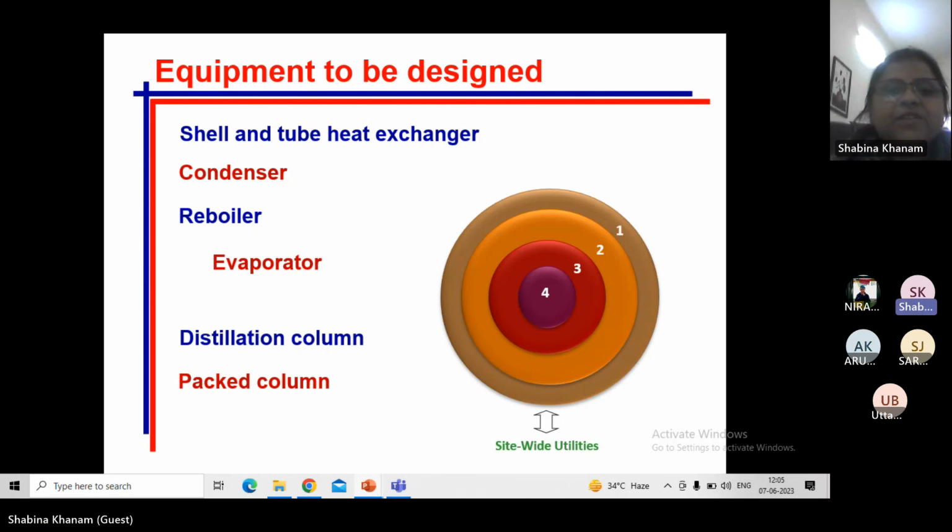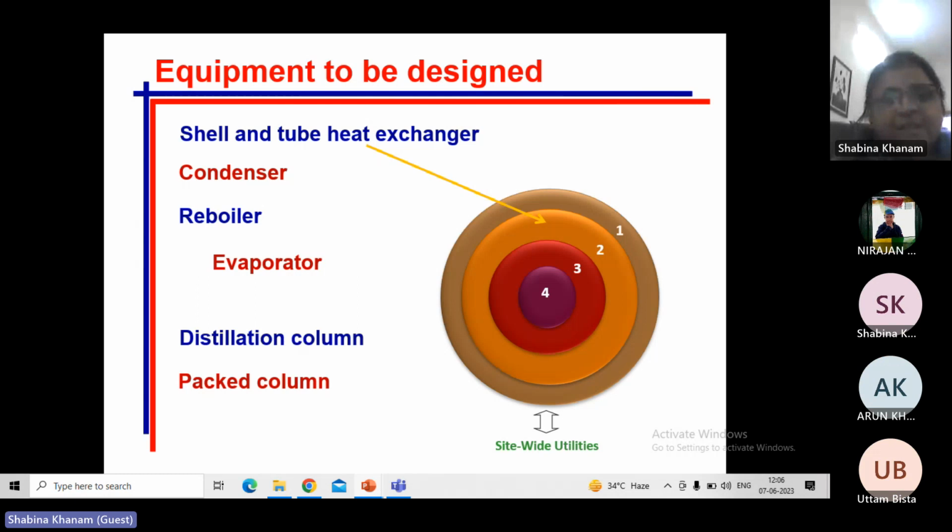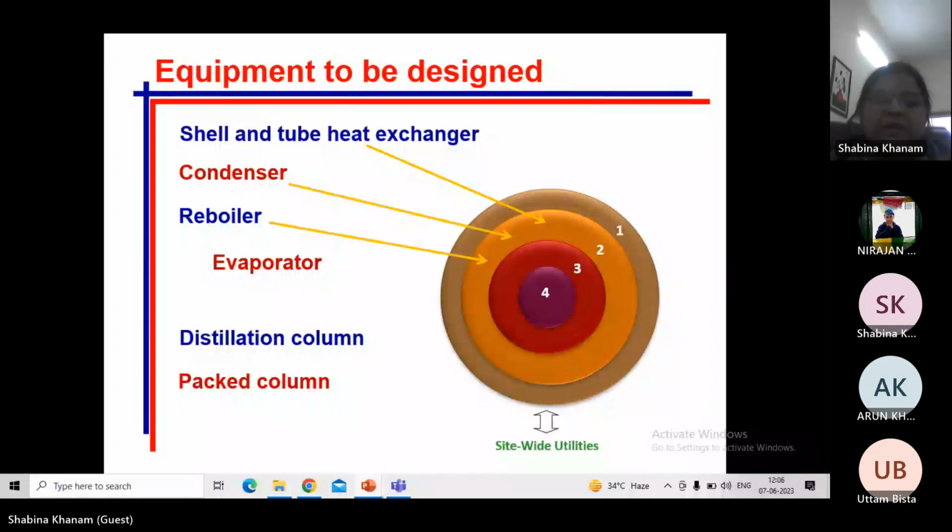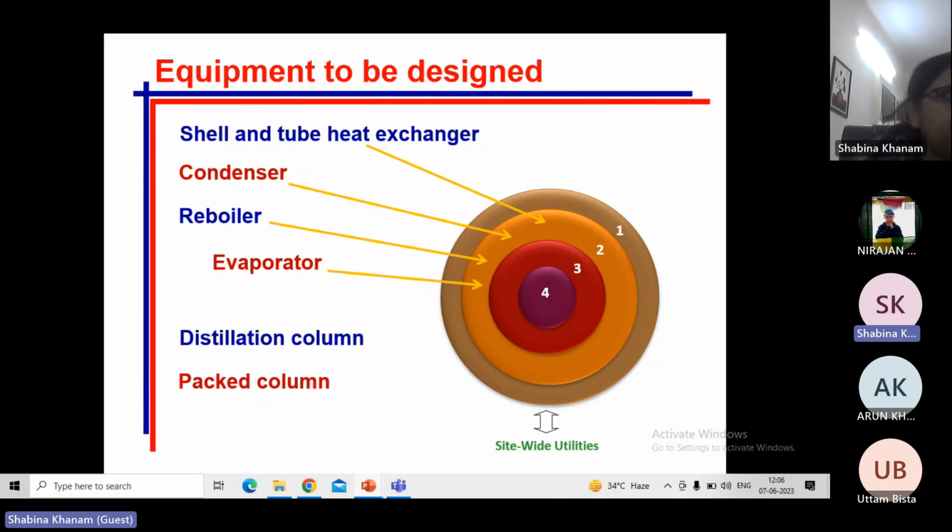As far as the shell and tube heat exchanger is concerned, once you understand the design of this, you can put it in the heat exchanger network there. I'm not saying you can design any heat exchanger, but this particular heat exchanger. The condenser you can design, which is again a heat exchanger. Once you do that, you can contribute at the second layer of the onion diagram.